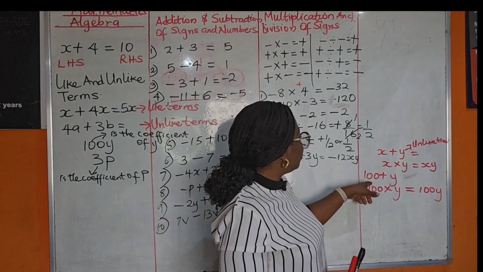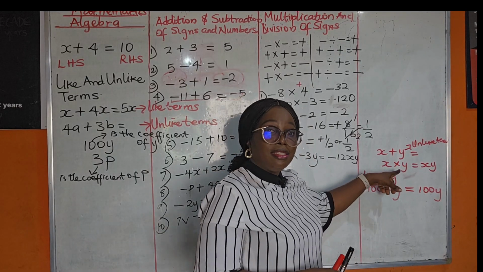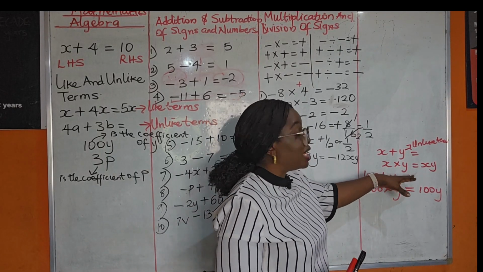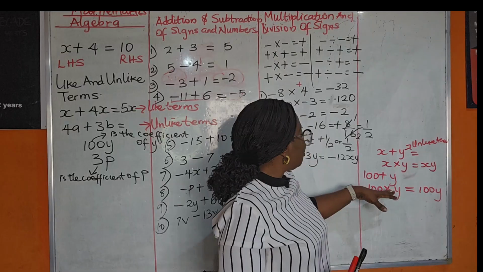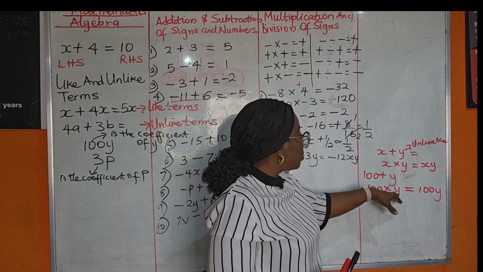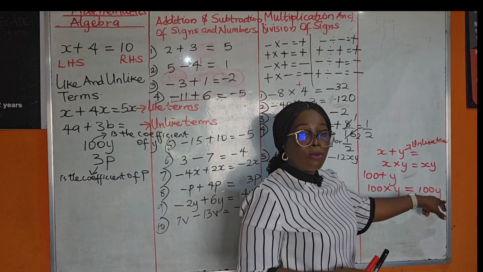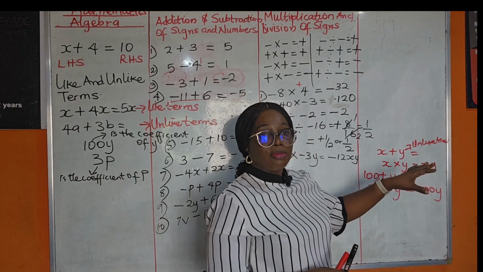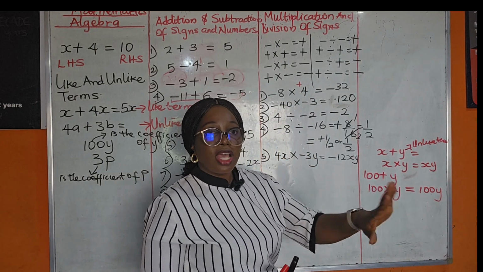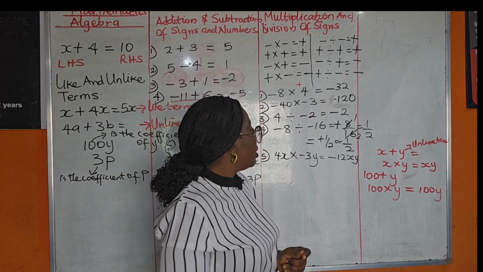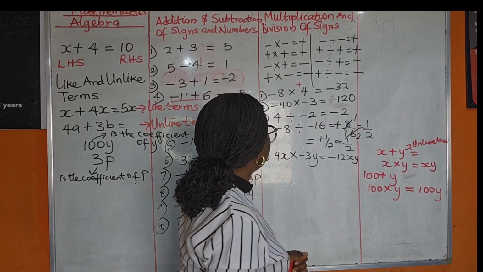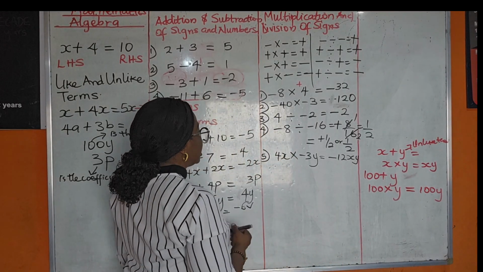We can't add 100 plus y because they are different. They are unlike. We can't have an answer to this. But if you have to multiply 100 times y, you're getting 100y as your answer. So please just understand it this way and you won't have problem solving. Okay. Now we're going to go to the next example.